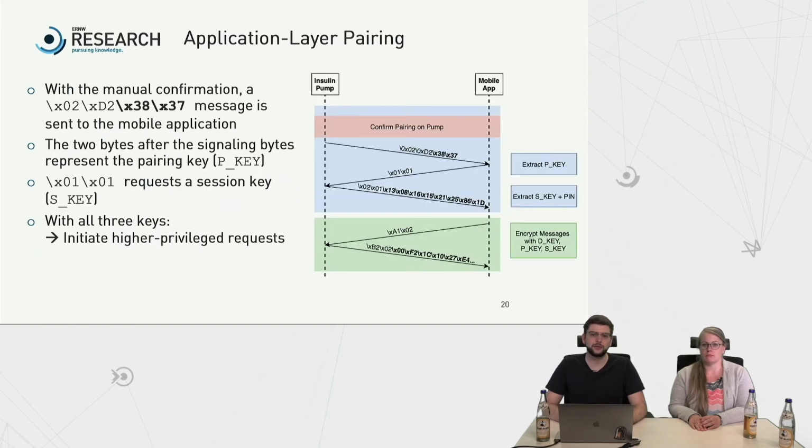After having a user confirming the pairing, the pump sends the pairing key to the mobile application, which then may use the key to encrypt messages after requesting a session key. With these three keys, higher privileged requests such as bolus administration may be performed. For now, the three different keys may be a bit confusing. I believe that it becomes clearer when seeing the post-pairing communication flow.